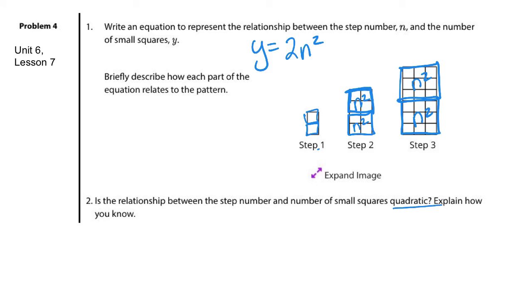Is the relationship quadratic? Yes. It's quadratic because we see that n squared piece in there.